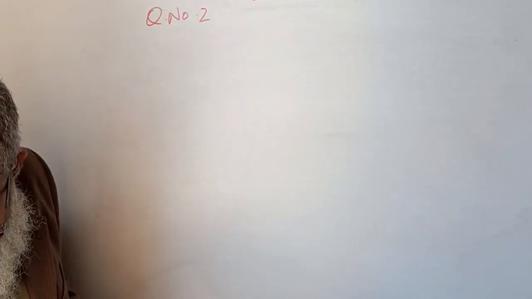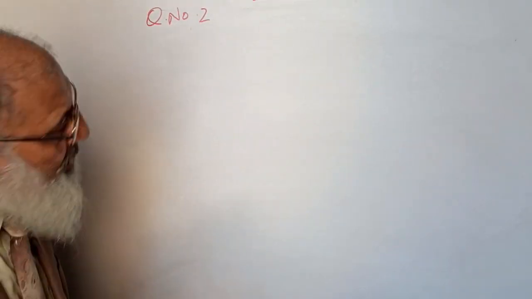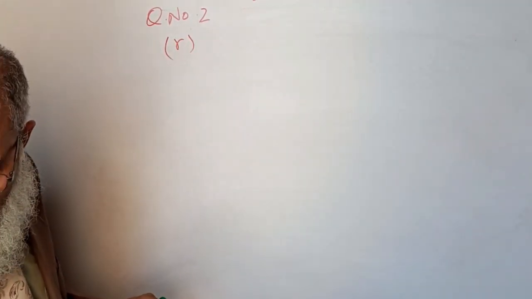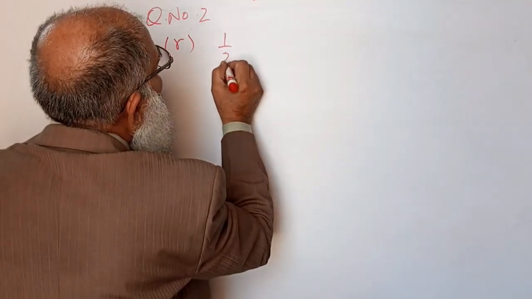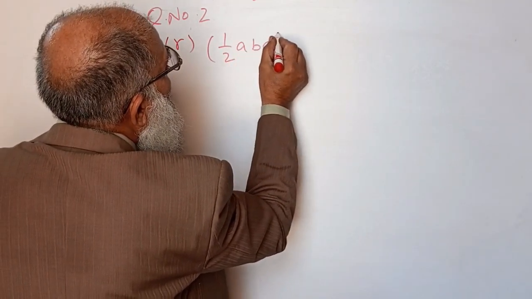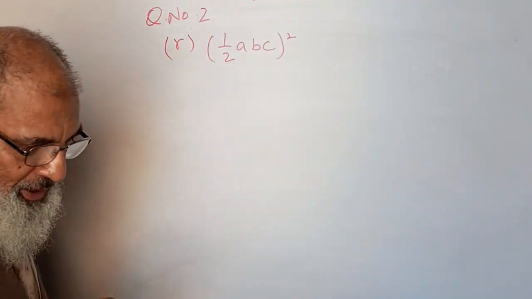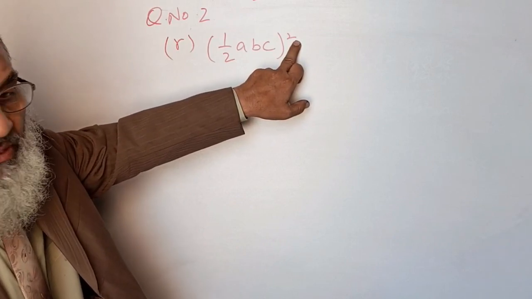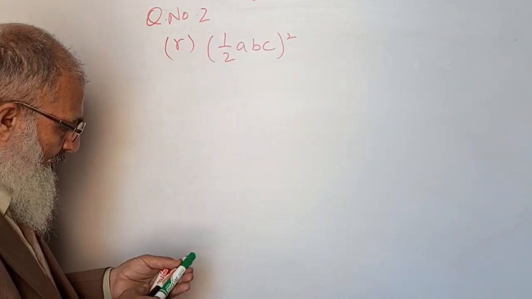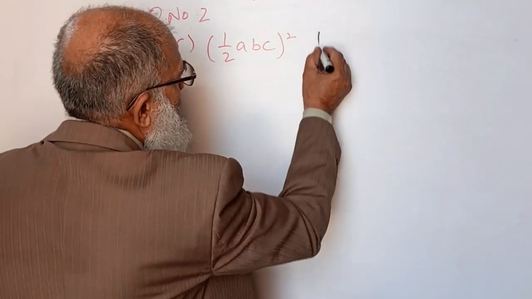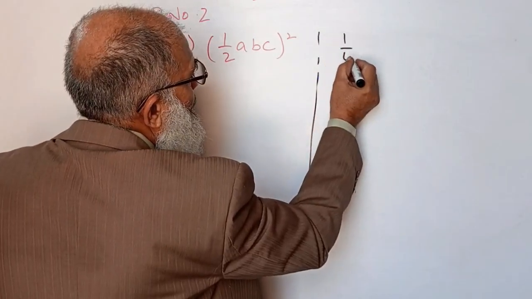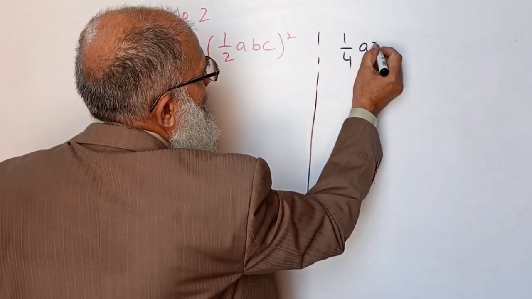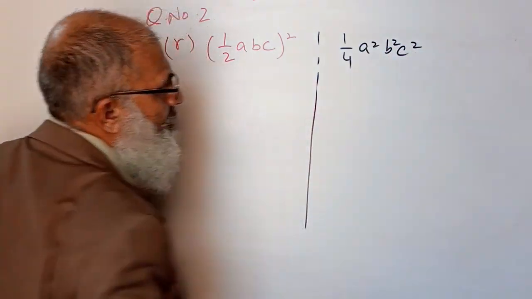For the last two parts, R is 1 by 2 a b c the whole square. So just as I told you, each element is raised to the power of the square. Now you can do it in this way, 1 by 4, where this is also being squared with a square, b square and c square.